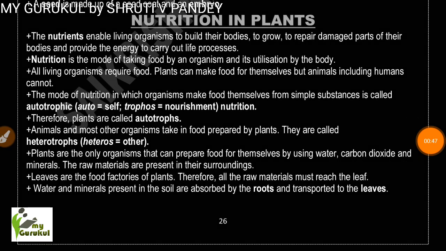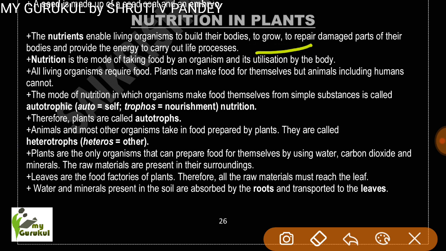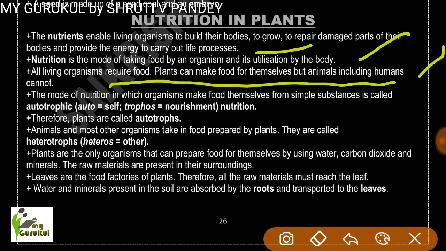So nutrition in plants. Nutrition enables living organisms to build their bodies, to grow, to repair damaged parts of their bodies, and provides the energy to carry out life processes. Nutrition is the mode of taking food by an organism and its utilization by the body. All living organisms require food. Plants can make food for themselves, but animals including humans cannot.